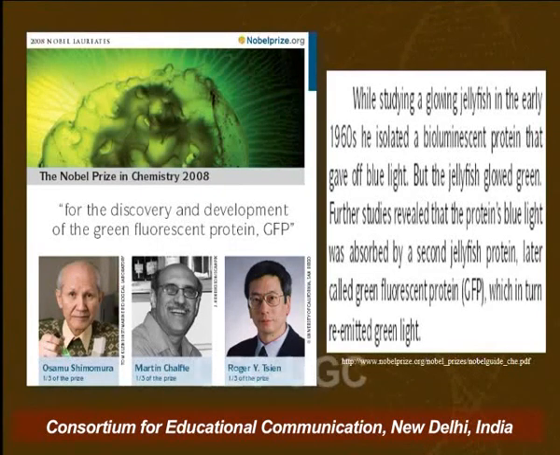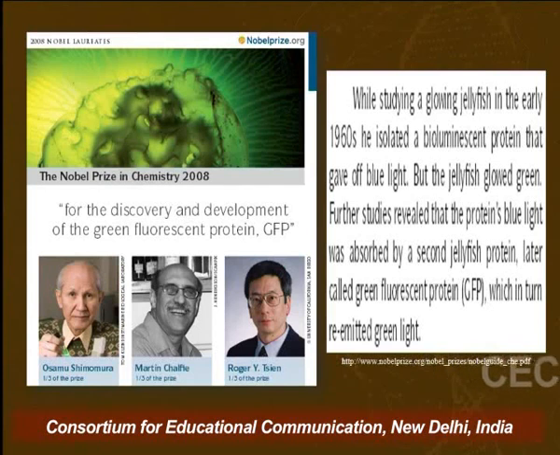So for this pioneer work, these three scientists were given the Nobel Prize for the discovery and development of this green fluorescent protein within these jellyfishes. Now what they did is they started studying the glow within the jellyfishes in the early 1960s. They isolated the bioluminescent protein from these particular jellyfishes, and they found that there was a glow of blue light which was given off, but subsequently the jellyfishes glow green.